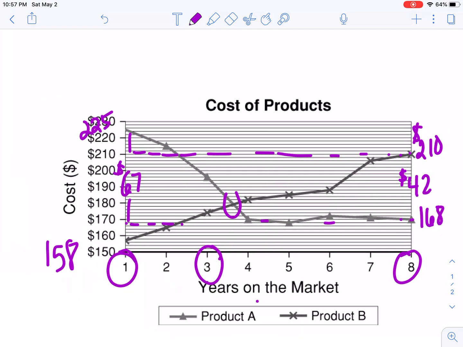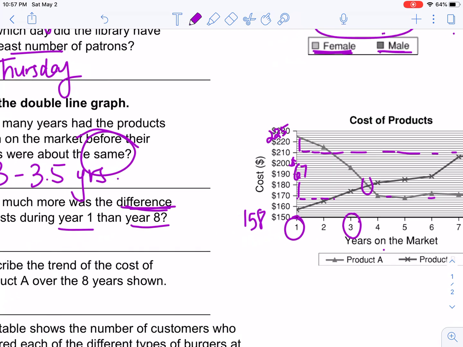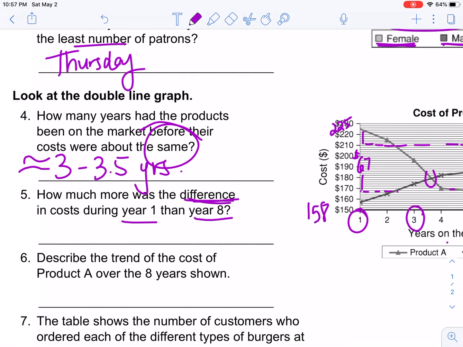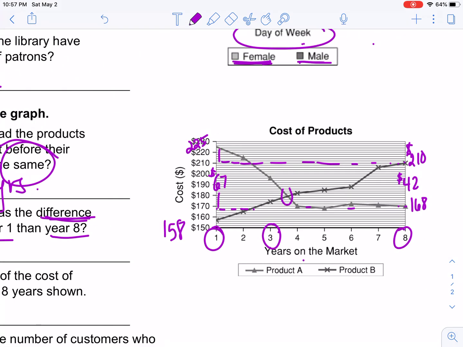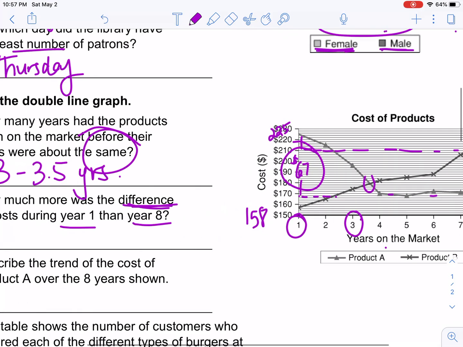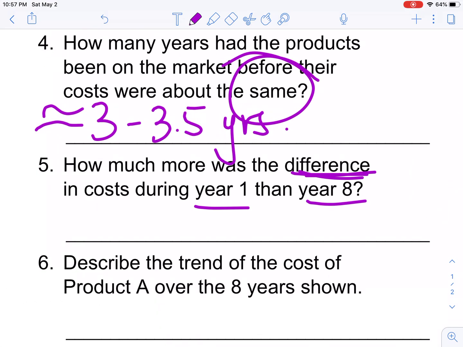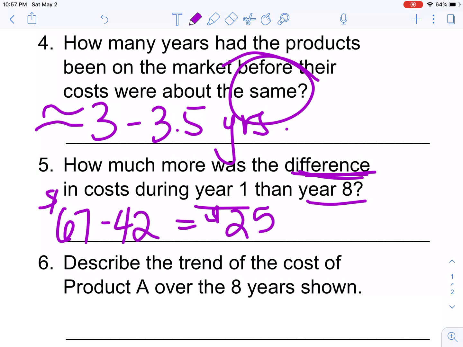So what is the difference in cost during year 1 versus year 8? Well, in year 1, the difference was $67. In year 8, it was $42. So 67 minus 42 is about $25. If you have something close to that, that would be good.